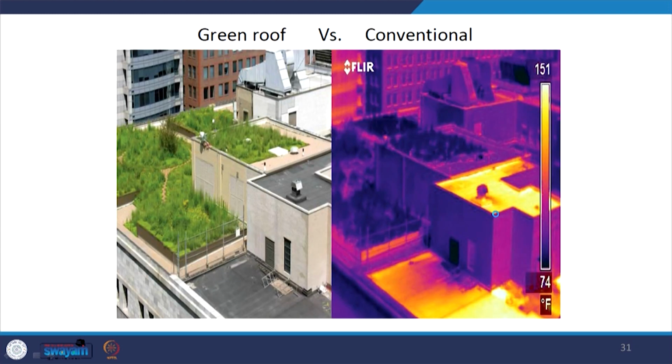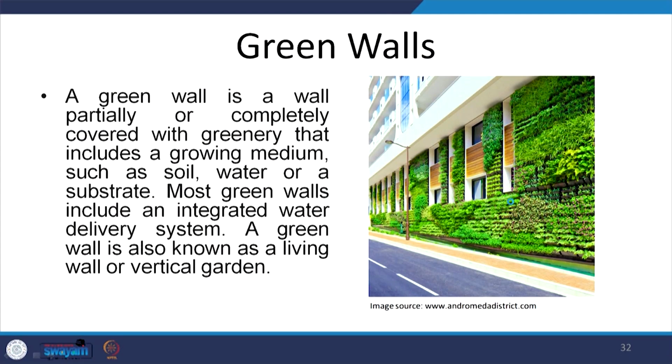This is a thermal image which shows a green roof versus a conventional roof. The darker temperatures are cooler. So, we can see this part of the roof which is a green roof, and this part of the roof which is a dark colored surface, and we can see the stark difference between the two surfaces. The same strategy when applied to the walls is called green walls.